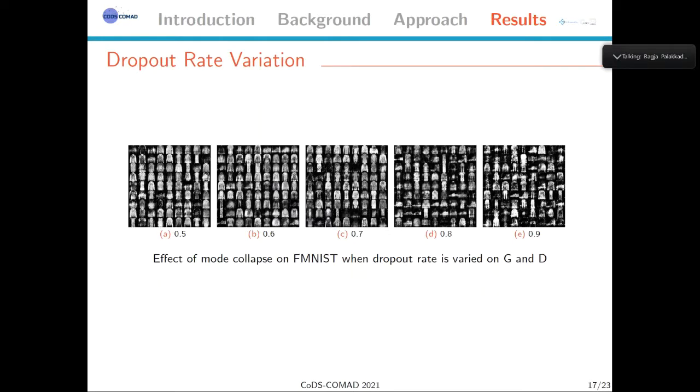We also did an analysis on how the variation of dropout affected the mode collapse problem. As you can see, increasing the dropout rate did result in better results. If you look at 0.5, there is less variation in the results, but when it comes to 0.9 dropout, we can see there's much more variation than before.